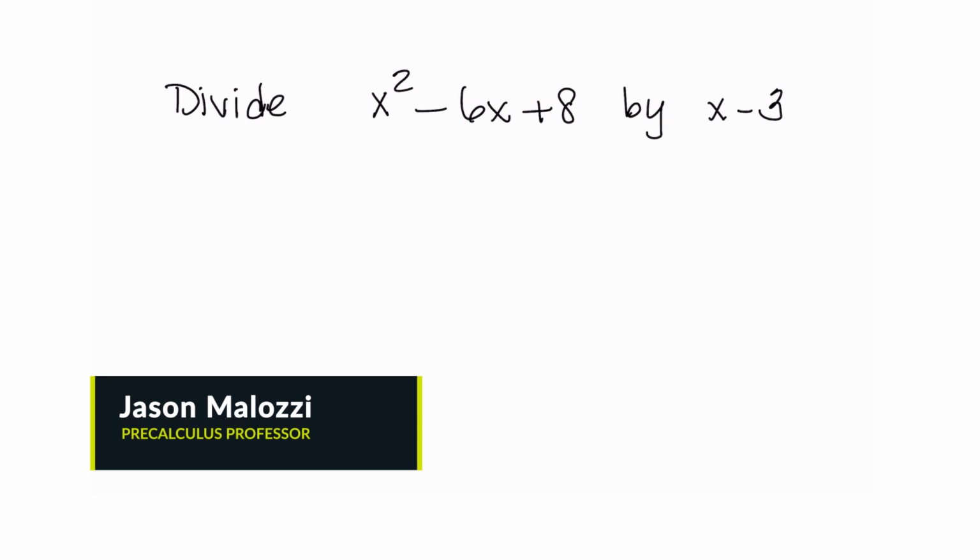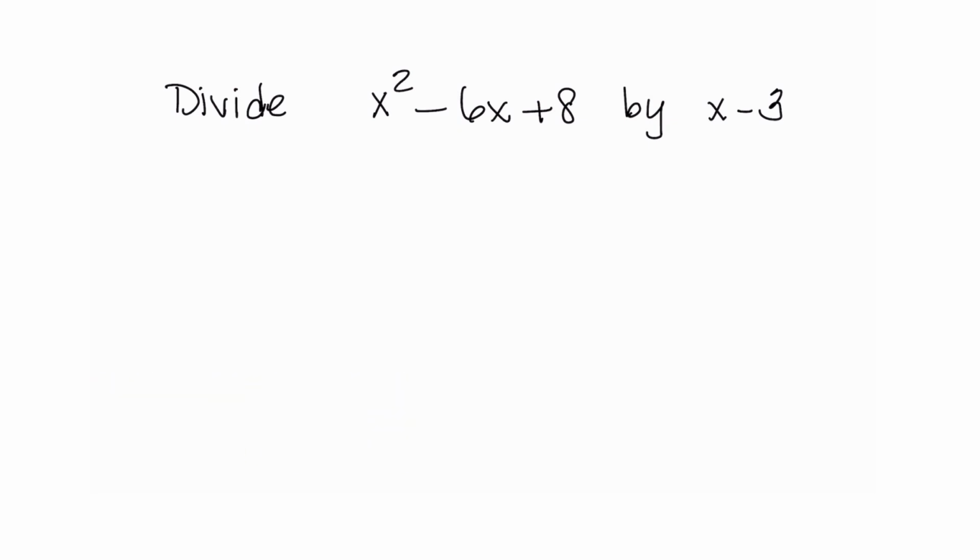Hello there. What we're going to do in this video is perform long division with polynomials. We're going to divide x squared minus 6x plus 8 by x minus 3. And with polynomials, as long as the degree of the polynomial in the dividend, which would be this, is greater than or equal to the degree of the polynomial that we're dividing by, which is our divisor, so this is our dividend and divisor, long division can be performed.